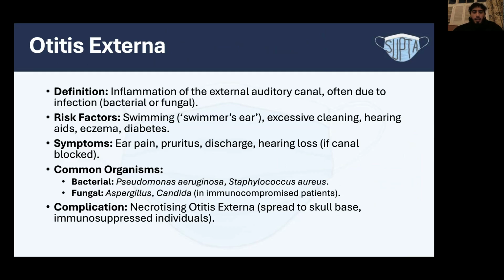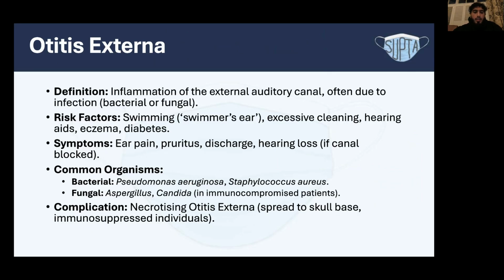In terms of risk factors, it's called swimmer's ear, so you'd be correct to assume that swimming is a risk factor. Excessive ear cleaning can cause it due to mechanical inflammation, but also removal of the cerumen. Hearing aids, because something is indwelling within the ear, so that can always cause an infection. Eczema due to localized inflammation, and diabetes for the reasons we mentioned earlier.